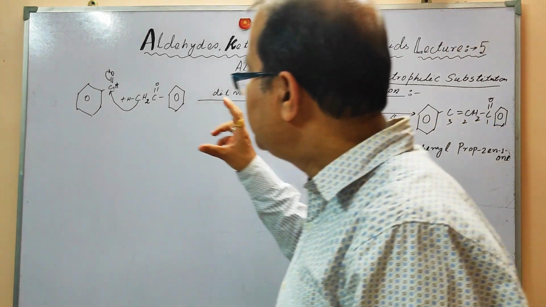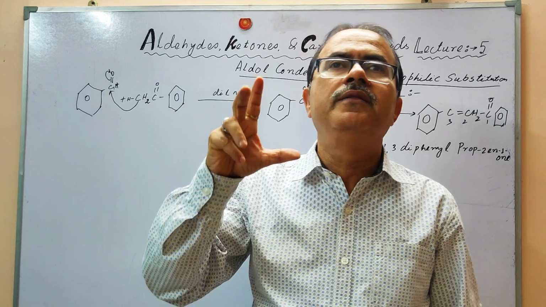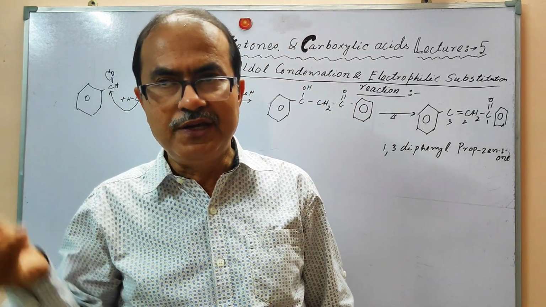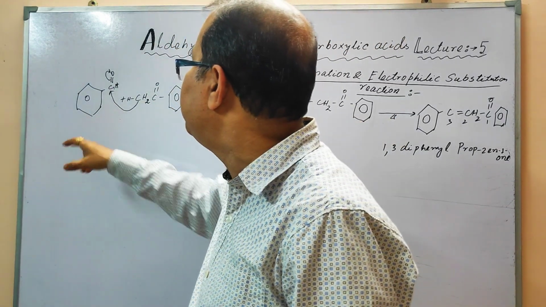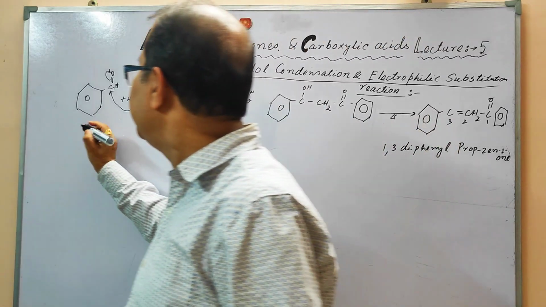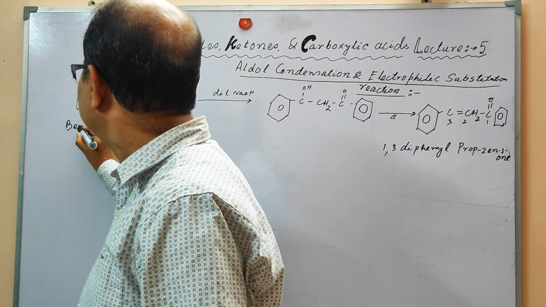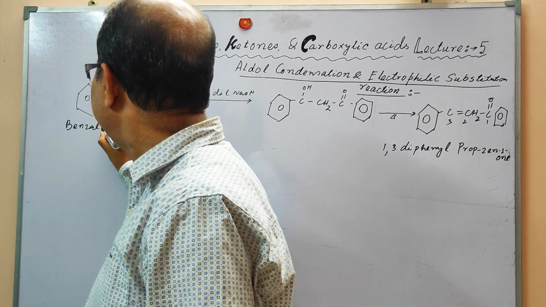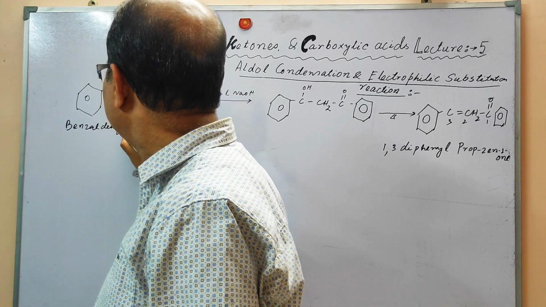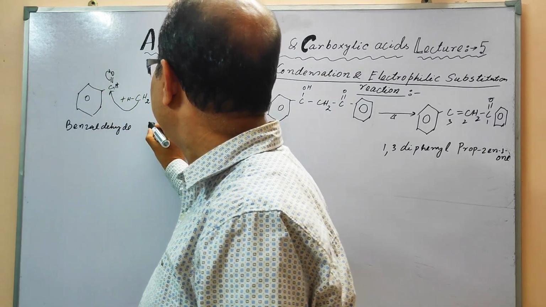Okay, so this is the cross aldol condensation between the ketone and aldehyde. This is the aldehyde, benzaldehyde. This is benzaldehyde, and this is acetophenone.